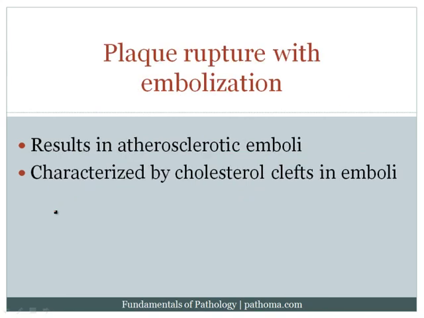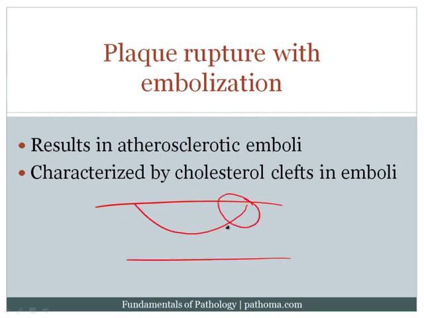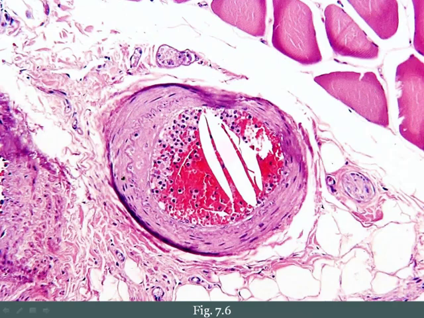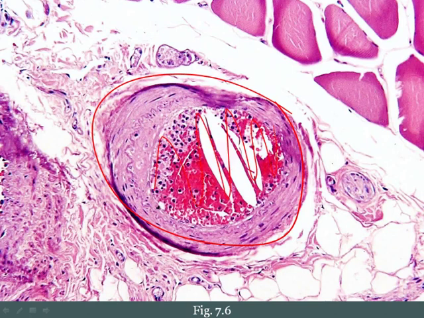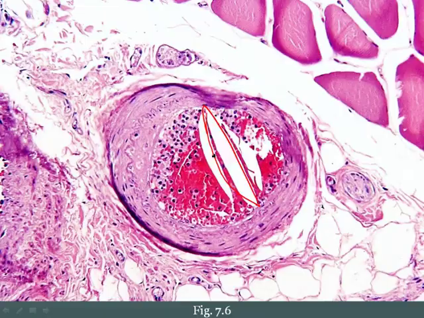The third complication of atherosclerosis is plaque rupture with embolization. Now here's the idea. You've got this atherosclerotic plaque. It's possible for this plaque to break off, and then part of that plaque could embolize and go through the blood supply and then lodge in a distant site. And that's called embolization. Now that results in something called an atherosclerotic embolus. And remember that the hallmark of atherosclerotic emboli are the presence of cholesterol clefts. Now here's a picture of that. This is a blood vessel. This blood vessel contains an atherosclerotic embolus. And the way by which you know that it's an atherosclerotic embolus is because you see these cholesterol clefts.